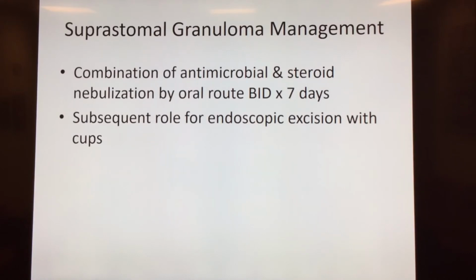The way we make a nebulization from that is 1 cc of Ciprodex mixed with 1 cc of normal saline and nebulized. Then down the road, you want to take a look at the end of those 7 days to see if your granuloma is gone. If it is impeding a capping trial, for example, you could just try capping and see how they do. But then there's a subsequent role for endoscopic excision with cups if the nebulization doesn't work, and so on as far as surgical excision.